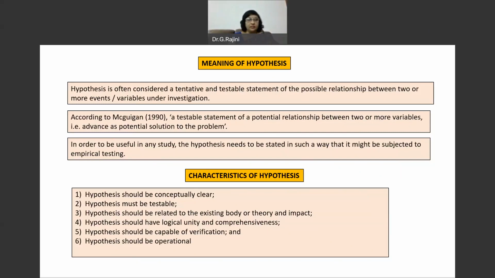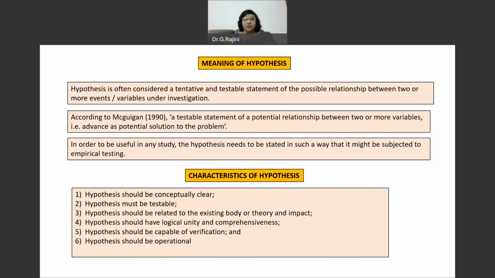It is not something which we couldn't predict. The hypothesis should be related to the existing body of theory and its impact. You can't take something which is fictitious in nature. Then the hypothesis should have some logical unity and it should be comprehensive. The hypothesis should be capable of verification, and it should be operational as well. The data, the hypothesis, the test tool you use, and the technique you use, everything should go hand in hand.